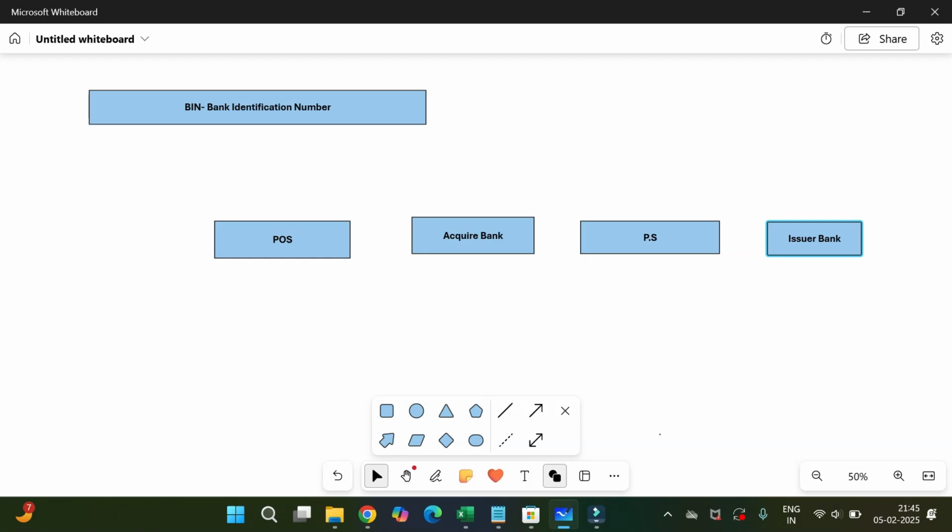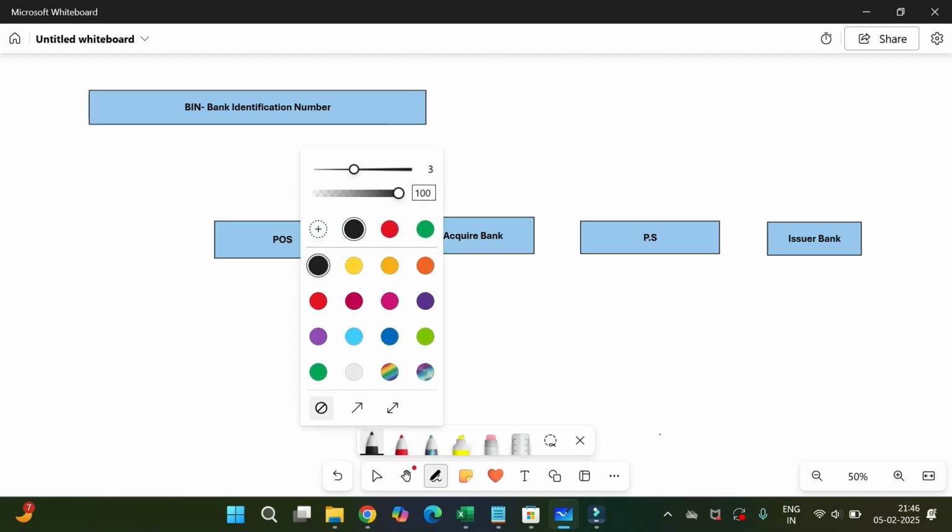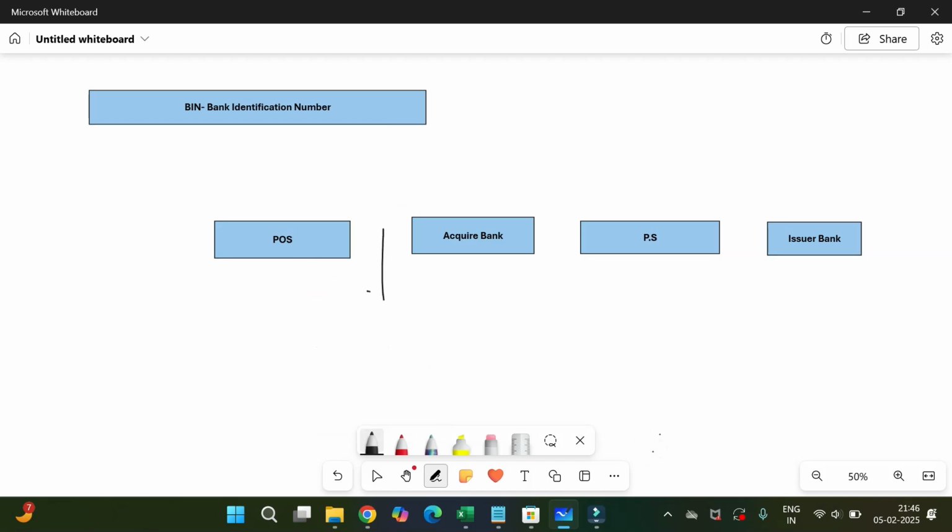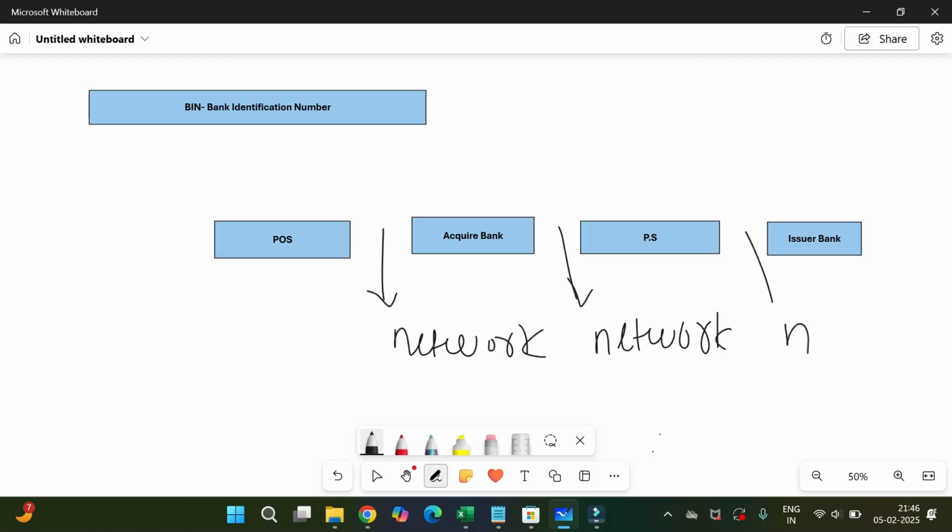When you swipe your card at a POS machine, your request will route to the acquiring bank. The acquiring bank will route that request to the payment scheme, which will then reach out to the issuer bank. Each entity is interconnected with a network. There is a network between the acquiring bank and the payment scheme, and also between the payment scheme and the issuer bank.